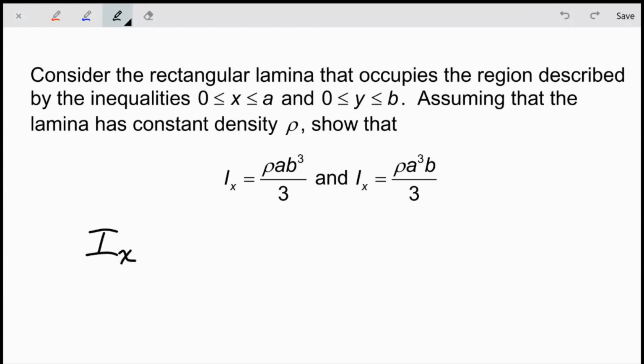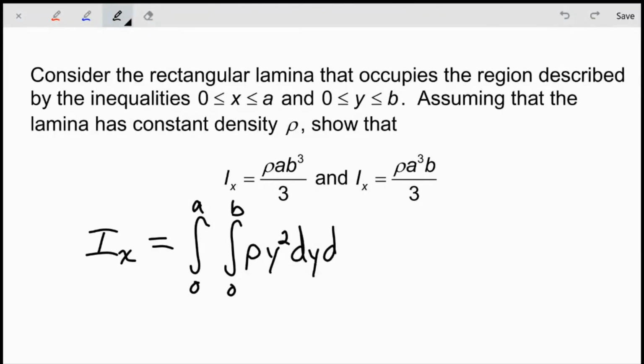So all we have to do is that simple setup. If I want the moment of inertia about the x-axis, I have to decide which way to integrate first. I'm going to choose to integrate with respect to y first. Since this is a rectangle, it really doesn't make a difference, but I know there's going to be a y squared in my setup. So it's going to be rho times y squared, and then dy dx. I could have done dx dy and it gives the same result. In the end, your moment of inertia about the x-axis is rho a b cubed over 3.